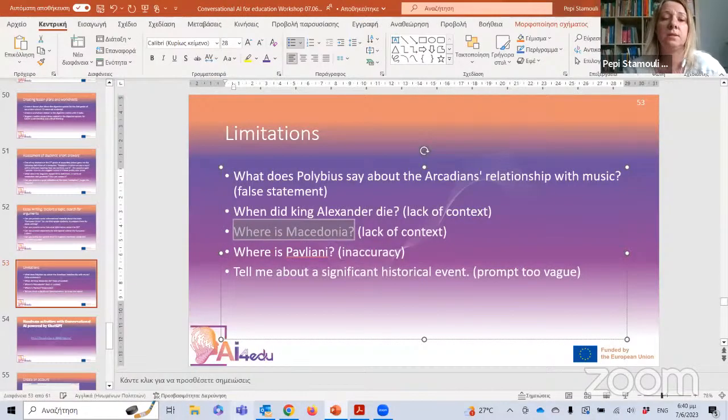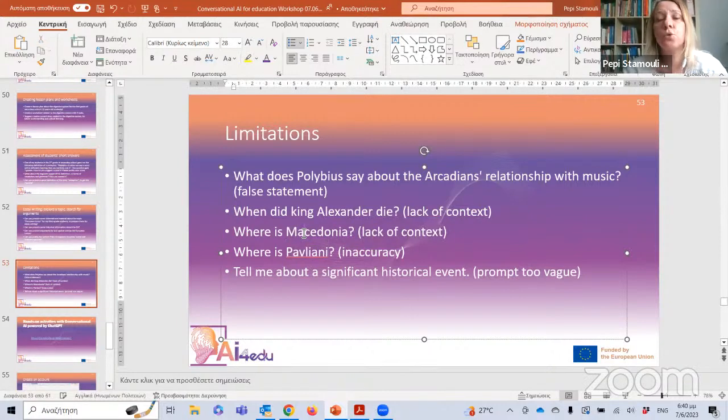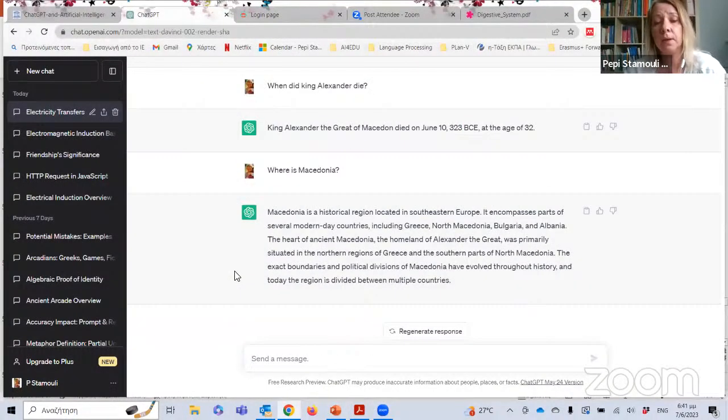to provide this answer. Also, if I ask about locations that are not so well known, the answer will contain inaccuracies. So I have to verify it and not take it for granted. And another thing we have to keep in mind is that our prompts need to be as specific as possible in order to get specific, accurate and useful answers.